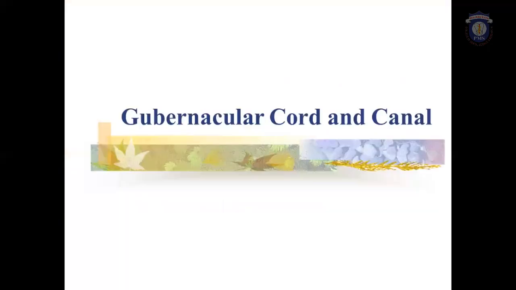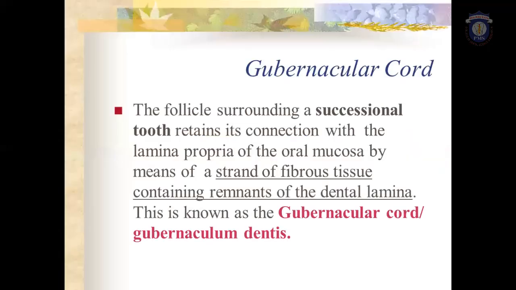Now, to take a look at the peculiar structures that we see in successional teeth during the phase of eruption: the gubernacular cord and the gubernacular canal. The gubernacular cord is a follicle surrounding the successional tooth, and it retains the connection with the lamina propria of the oral mucosa by means of a strand of fibrous tissue which contains some remnants of dental lamina. This is what is known as a gubernacular cord, also called the gubernaculum dentis.